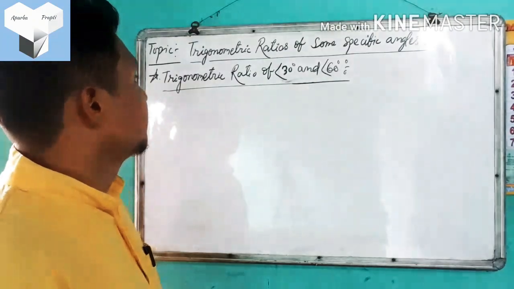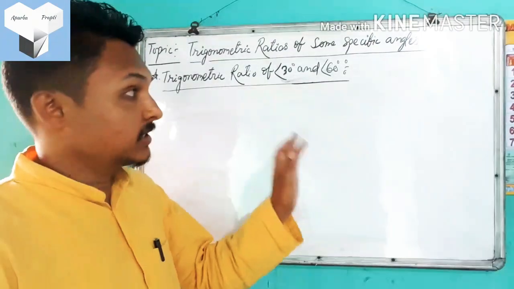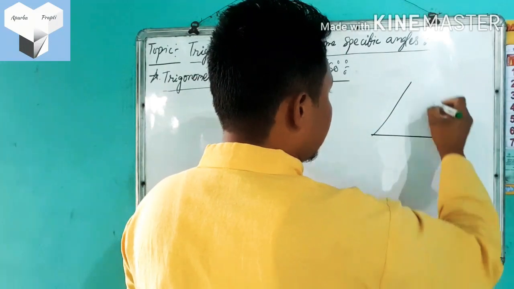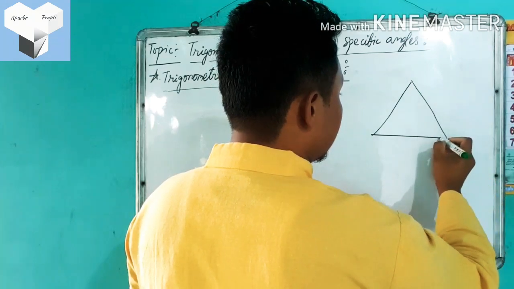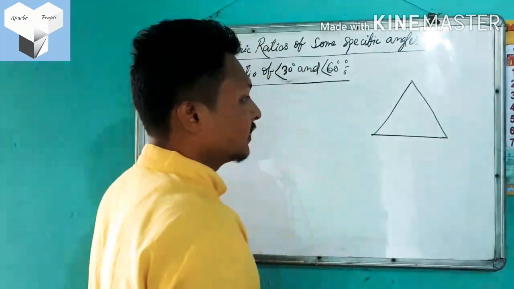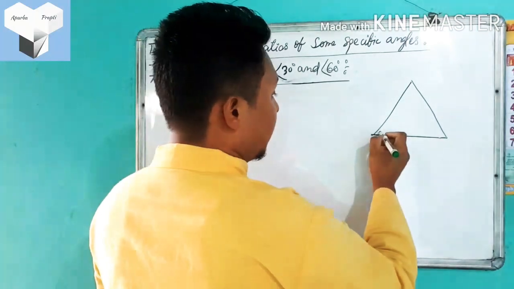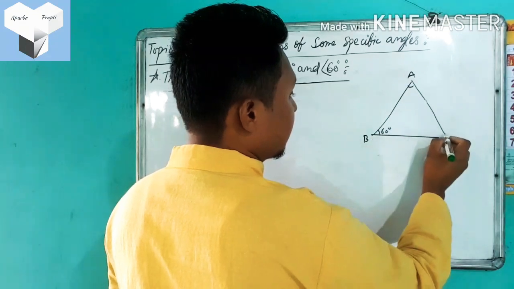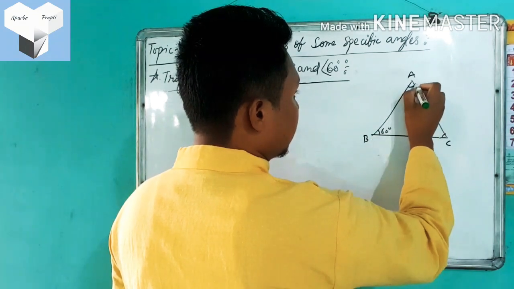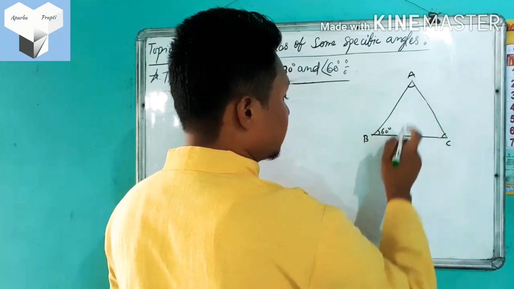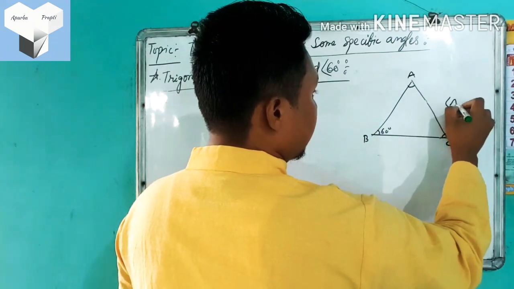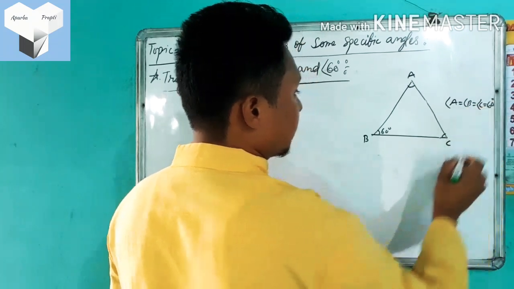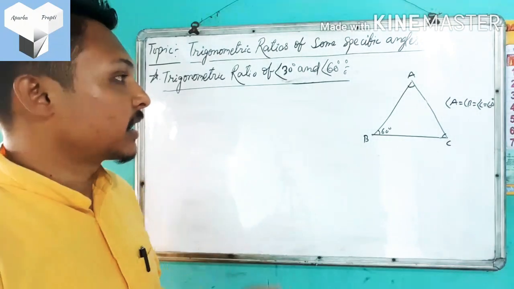Now guys, let us find the trigonometric ratios of angle 30 degrees and 60 degrees. For this, guys, we need to construct an equilateral triangle. Okay, so when the triangle is equilateral, then all angles measure how much? 60 degrees, isn't it? Let ABC be the equilateral triangle, and all angles measure how much, guys? 60 degrees. Angle A is equal to angle B is equal to angle C, which is how much? 60 degrees, because this is the equilateral triangle.